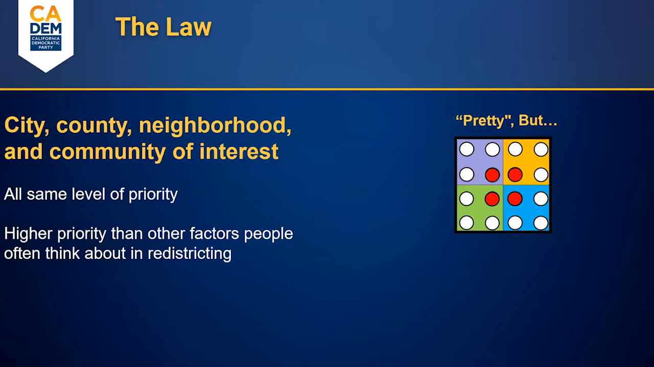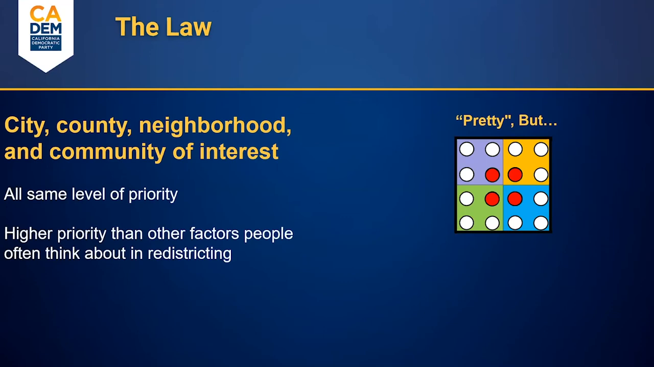So again, on the chart on the right, you could imagine those 4 red dots being a well-defined community of interest, for example, the downtown of a community. And you can see, even though those 4 districts look very pretty, being nice little squares, they have functionally split that community of interest into 4 different districts. So pretty doesn't always mean good in redistricting. Cities and counties are concepts that are defined. Most people understand those. They're defined by law.